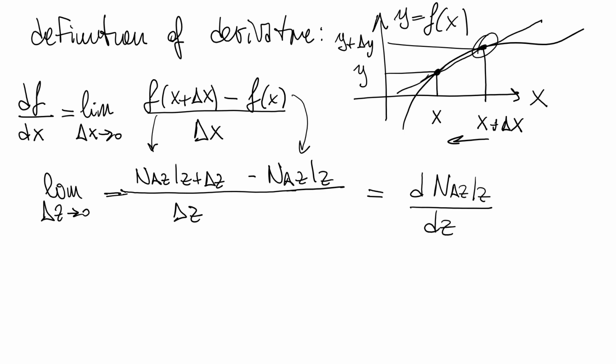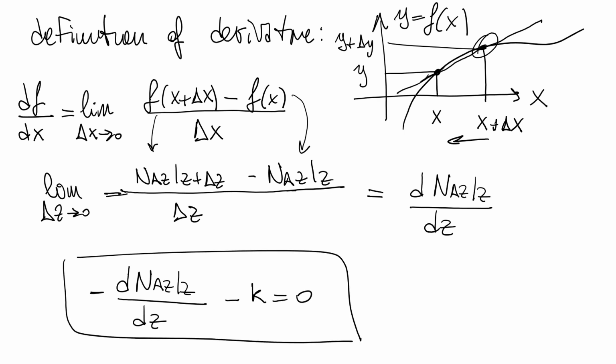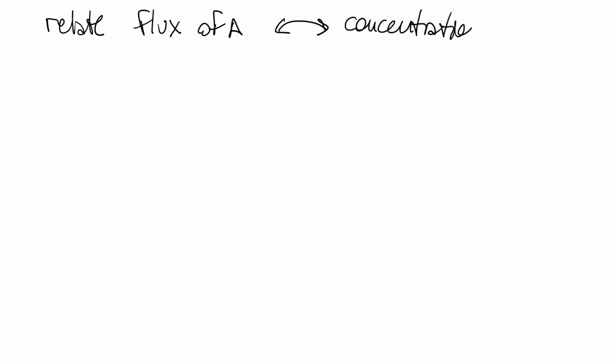So summarizing, we can rewrite, and we should not forget our negative sign there, the derivative of a flux in the z direction with respect to z minus k equals to 0. Okay, so this is our first point. Okay, so now this is not enough because we don't have a concentration here, so we need to relate the flux of A with concentration. And how do we do that? We use Fick's law.